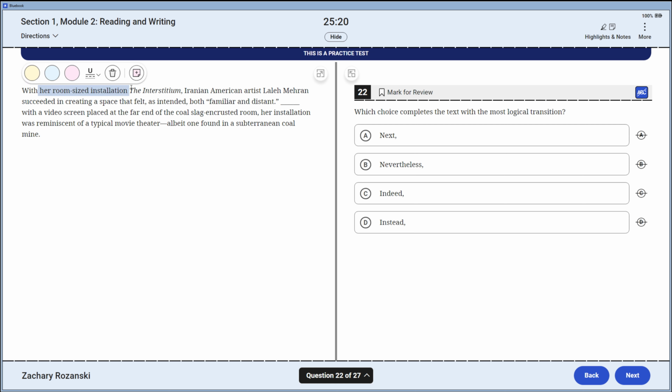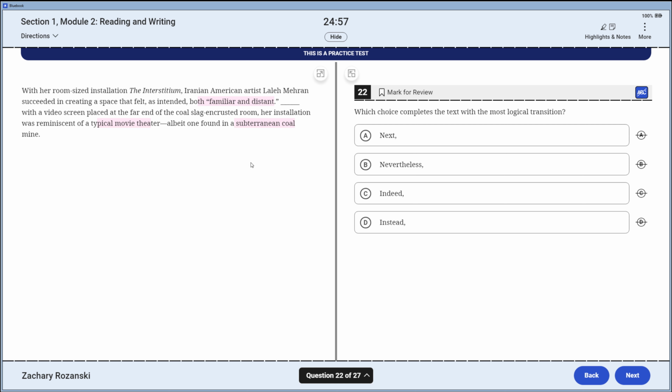What do I got here? With her room-sized installation, she succeeded in creating a space that felt, as intended, both familiar and distant. Blah, blah, blah. Her installation was reminiscent of a typical movie theater, albeit one found in a subterranean mine. So familiar and distant. What's my relationship?